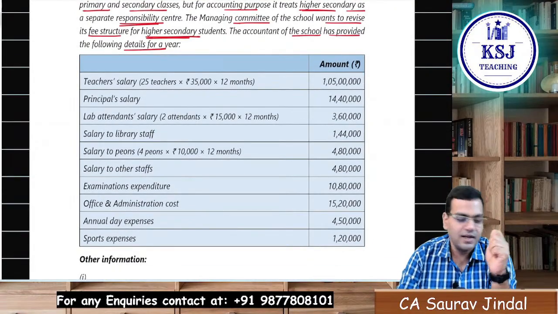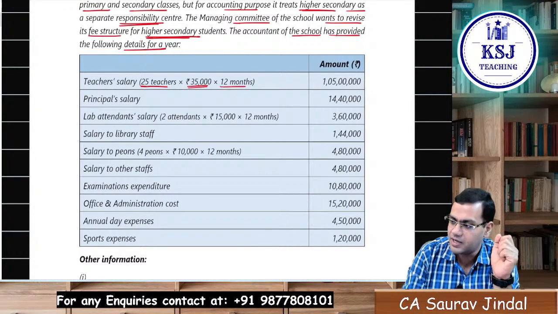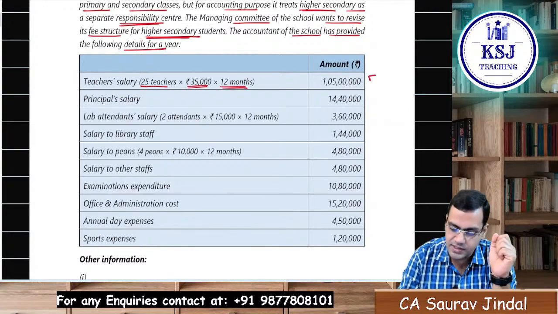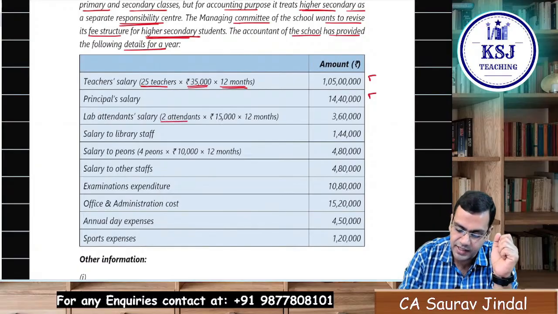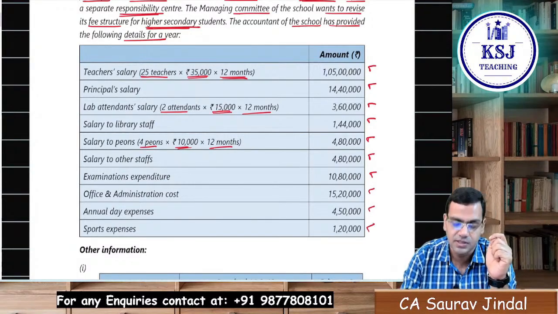Now, teacher salary, there are 25 teachers. Each teacher is getting 35,000 per month multiplied by 12 months, right? Principal salary 14,40,000. Lab attendant salary, there are 2 attendants, 15,000 per month each into 12 months. Salary to library staff is there. Salary to peon is there. 4 peons, 10,000, 12 months. Salary to other staff, examination expenditure, office and administration cost, annual day cost and the sport expenses.